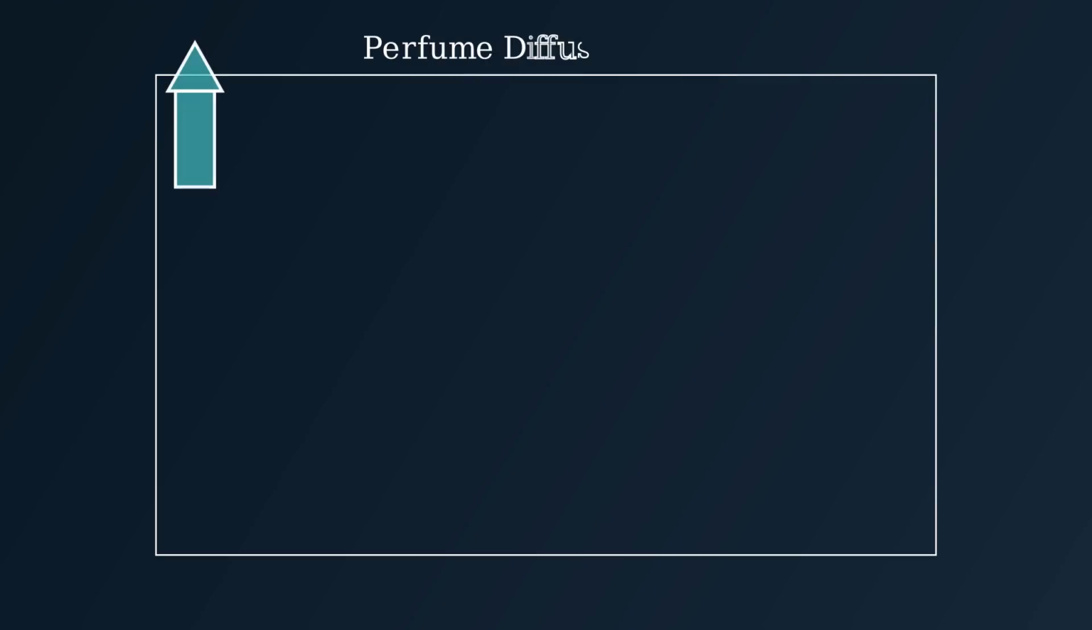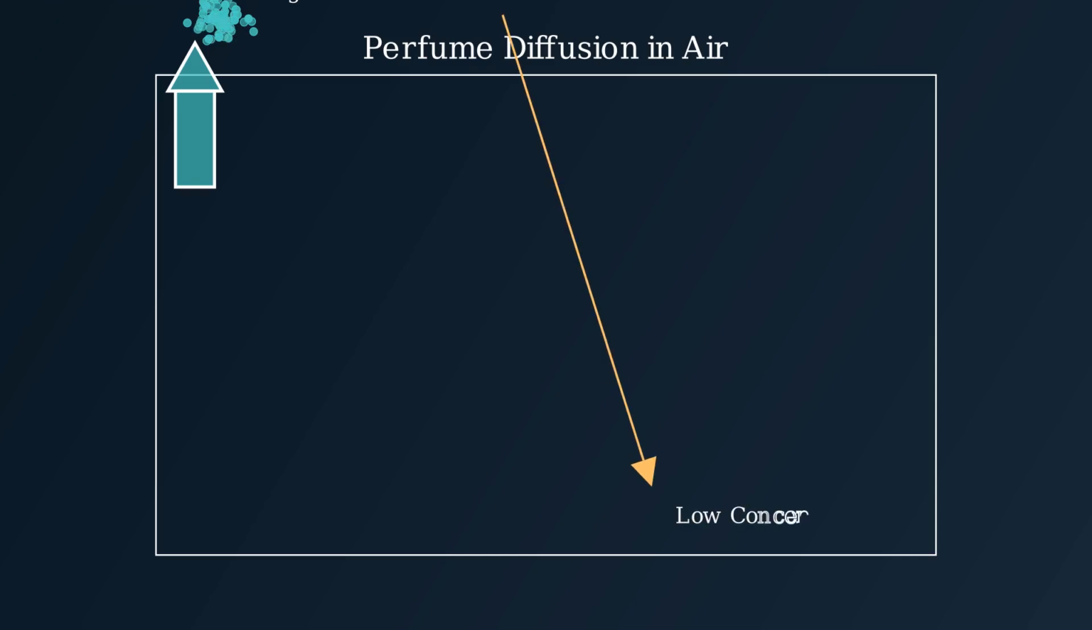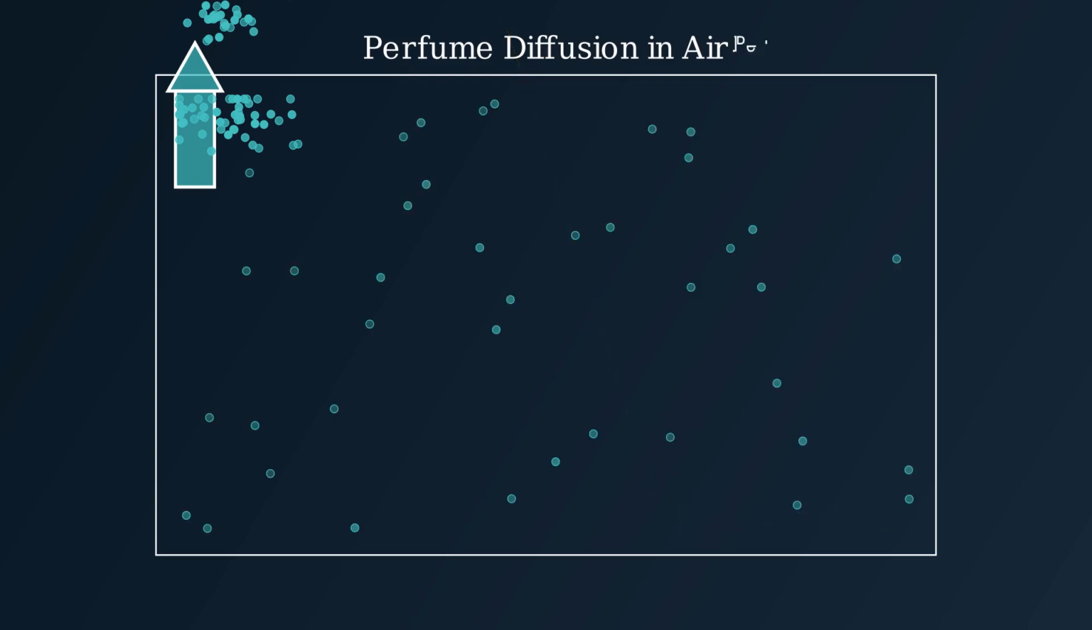When perfume is sprayed in one corner of a room, the scent molecules begin their journey through the air. Initially, there's a high concentration of perfume molecules near the source of the spray. These molecules move randomly in all directions, but their overall movement follows the principle of diffusion, from high concentration to low concentration areas. Over time, the perfume molecules distribute more evenly throughout the room, reducing the concentration gradient.